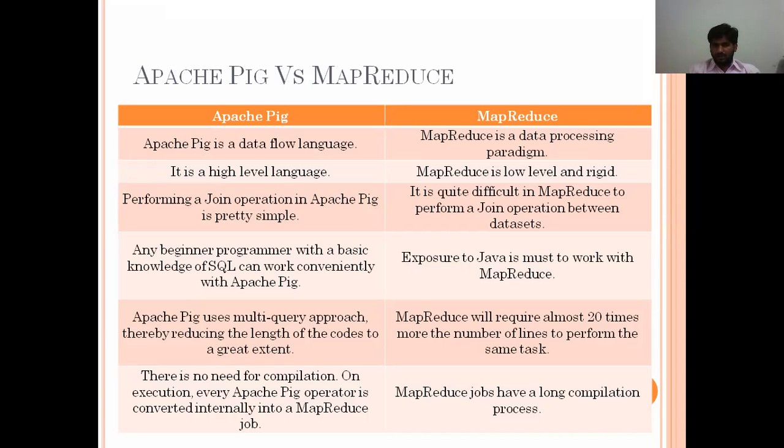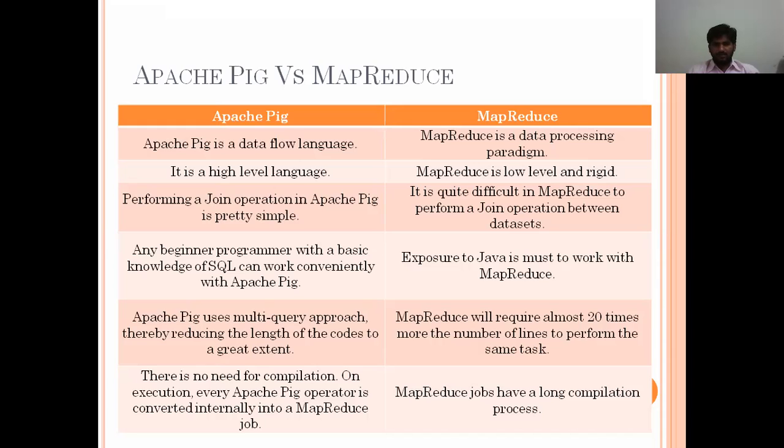So first, we can define the parameters here. The first one is about data flow. Pig is a data flow, that is, data processing. The second one is about the language. Pig is a high-level language, while MapReduce is a low-level language. And the third one is about joins. Joining operations are pretty simple in Apache Pig, and in MapReduce they are somewhat difficult to perform.